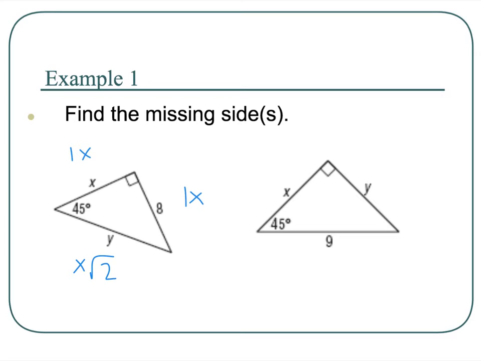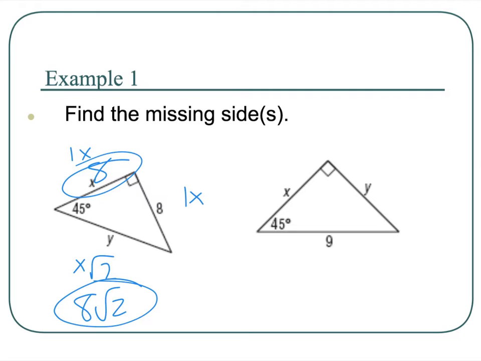So if this side's 8, then this side has to be 8 right here. And then if this is 8, then this is going to be 8 root 2. Boom. There's our two solutions. Awesome. You also could have set this up in a proportion.